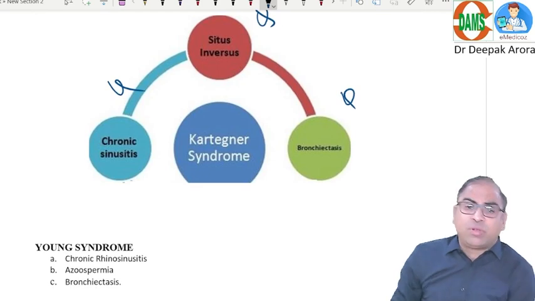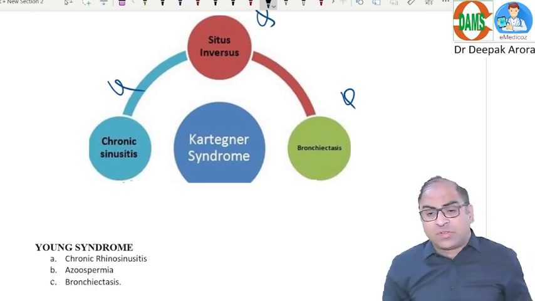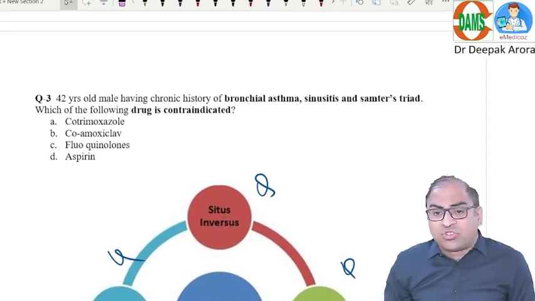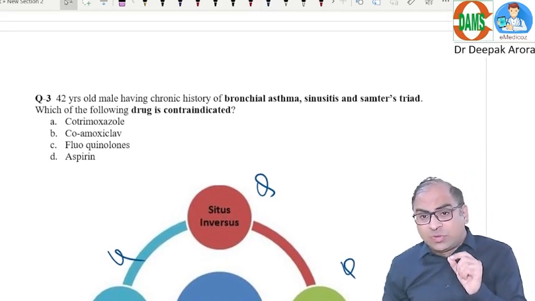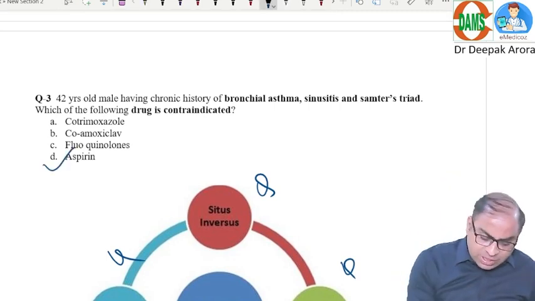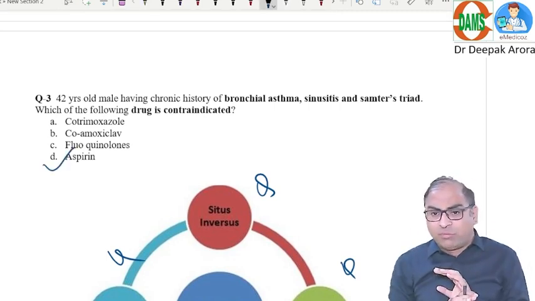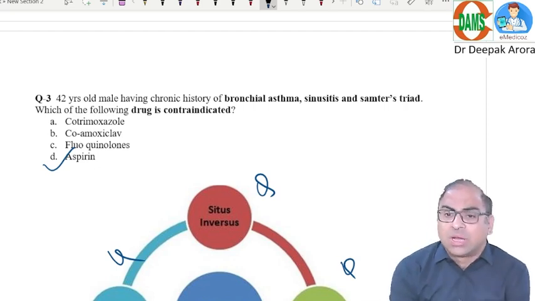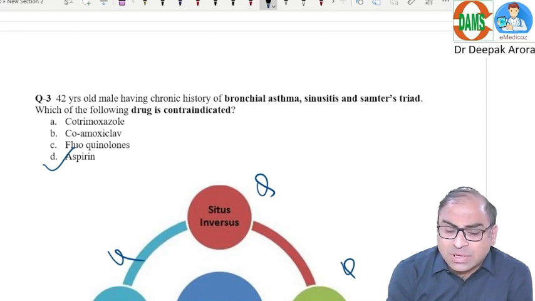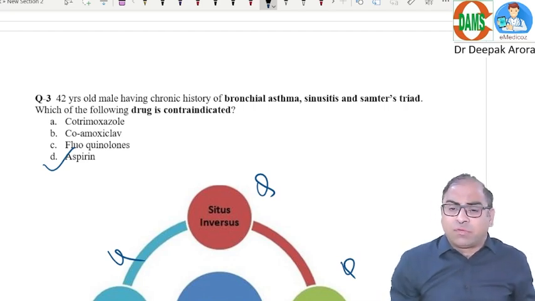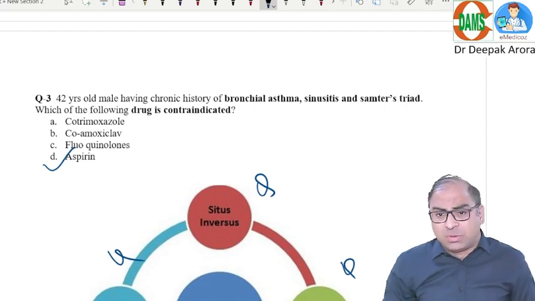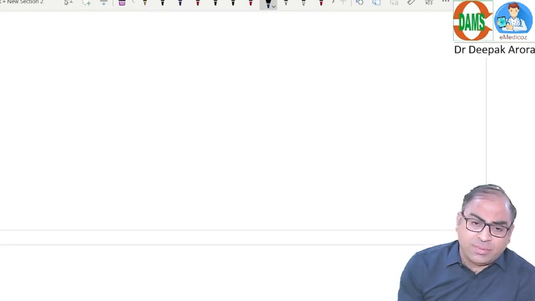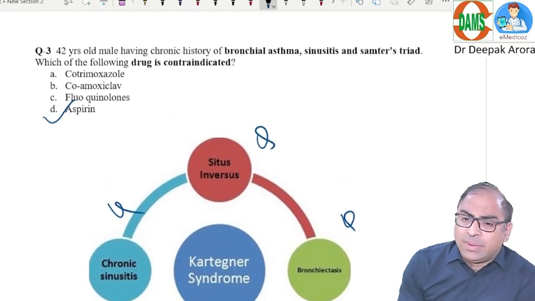Clear? But the examiner was asking about the last point we discussed in the classroom, Samter's triad. What is Samter's triad? It is sensitivity to allergy and sensitivity to aspirin. Very simple, one of the simplest MCQs. We can't afford to get this question wrong. This is one of the easiest MCQs. So the patient has rhinosinusitis, followed by bronchial asthma, and sensitivity to a drug, that is aspirin sensitivity. The right answer among these choices will be option D.